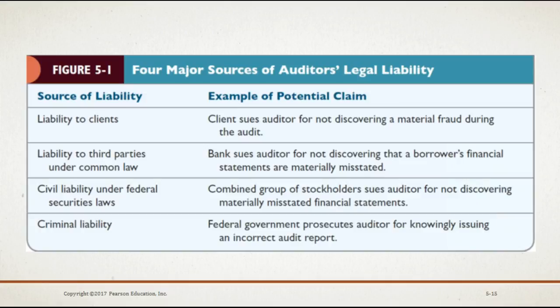For civil liability under federal security laws, an example would be when a group of stockholders sues the auditor for not discovering a publicly held company's materially misstated financial statement. And lastly, for criminal liability, an example would be when a federal government prosecutes an auditor for knowingly issuing an incorrect audit report. Please read this figure carefully, and you can find Figure 5-1 on page 120 of your textbook.